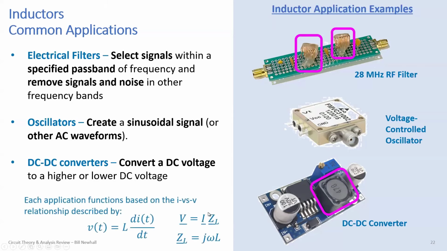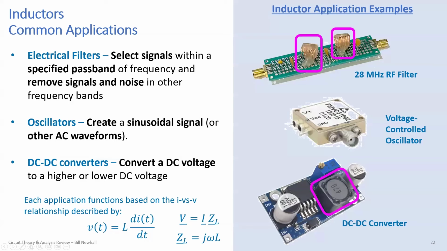Each of these applications is based on the I versus V characteristic, V equals L di/dt for an inductor. And again, thinking in terms of phasors and impedance, the impedance of an inductor is j omega L. The magnitude of impedance for an inductor is omega L.